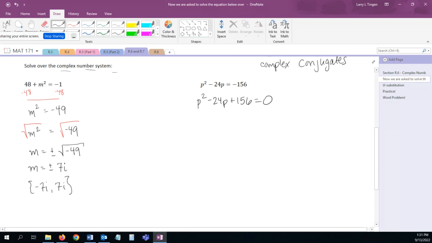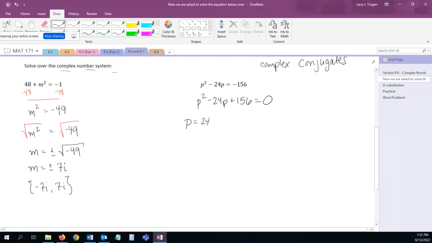Get everything on one side, set that equal to 0 and solve. Two things that multiply to 156 and add to -24. That feels like it should work, but it doesn't. It's not always going to be something that multiplies to 1 and adds to 75. This one feels like it should work, but it doesn't. So it doesn't factor, so I need to use the quadratic formula.